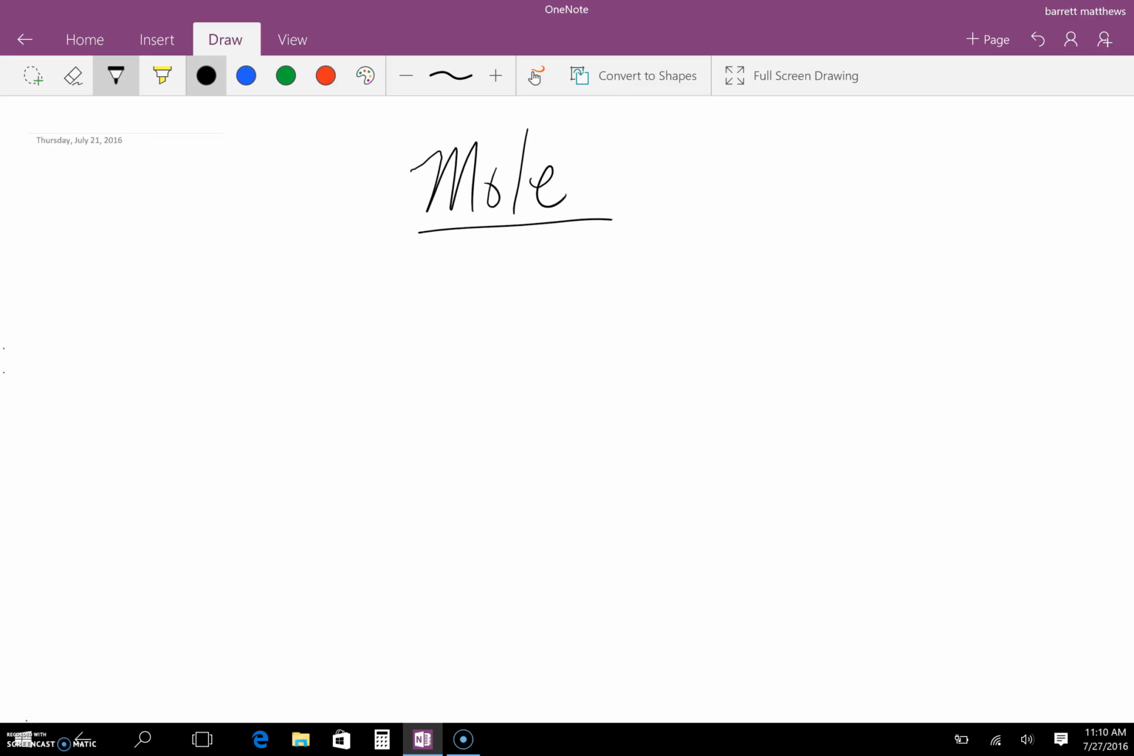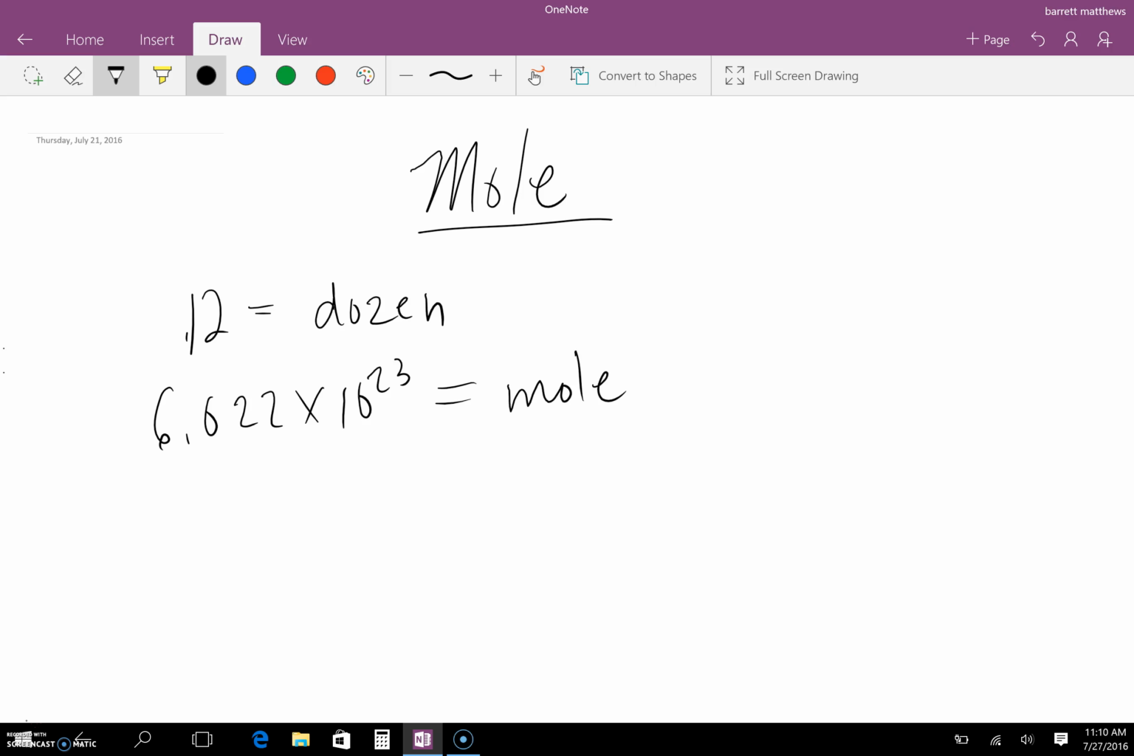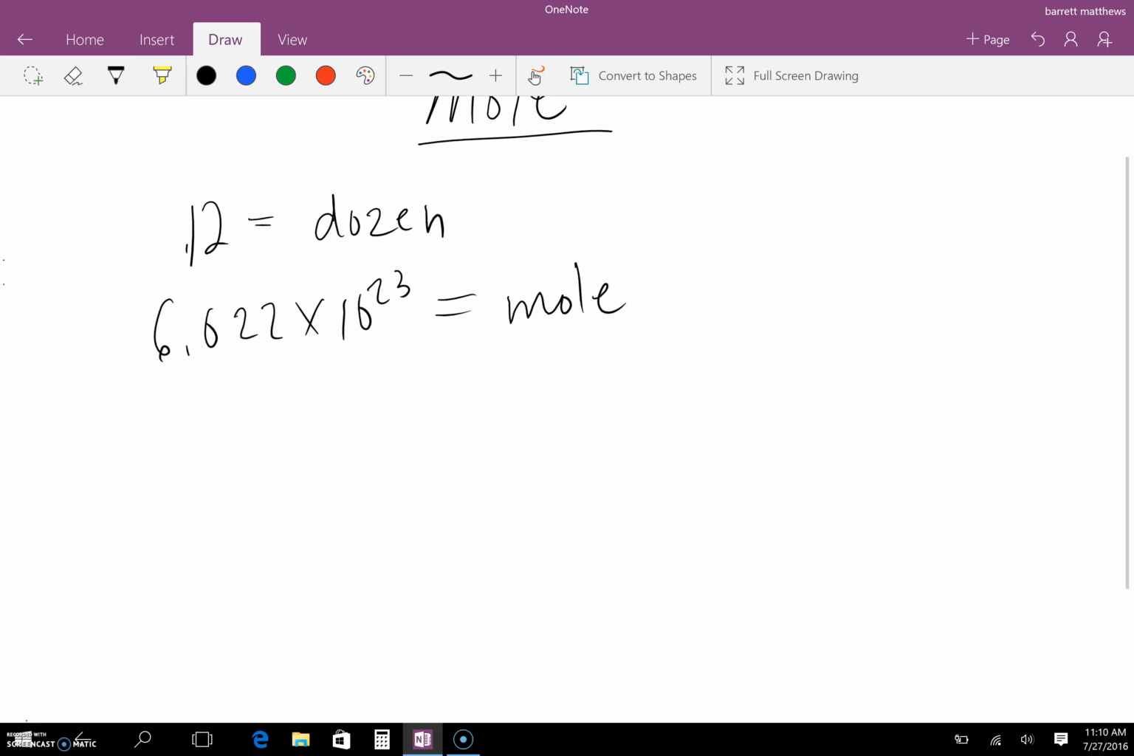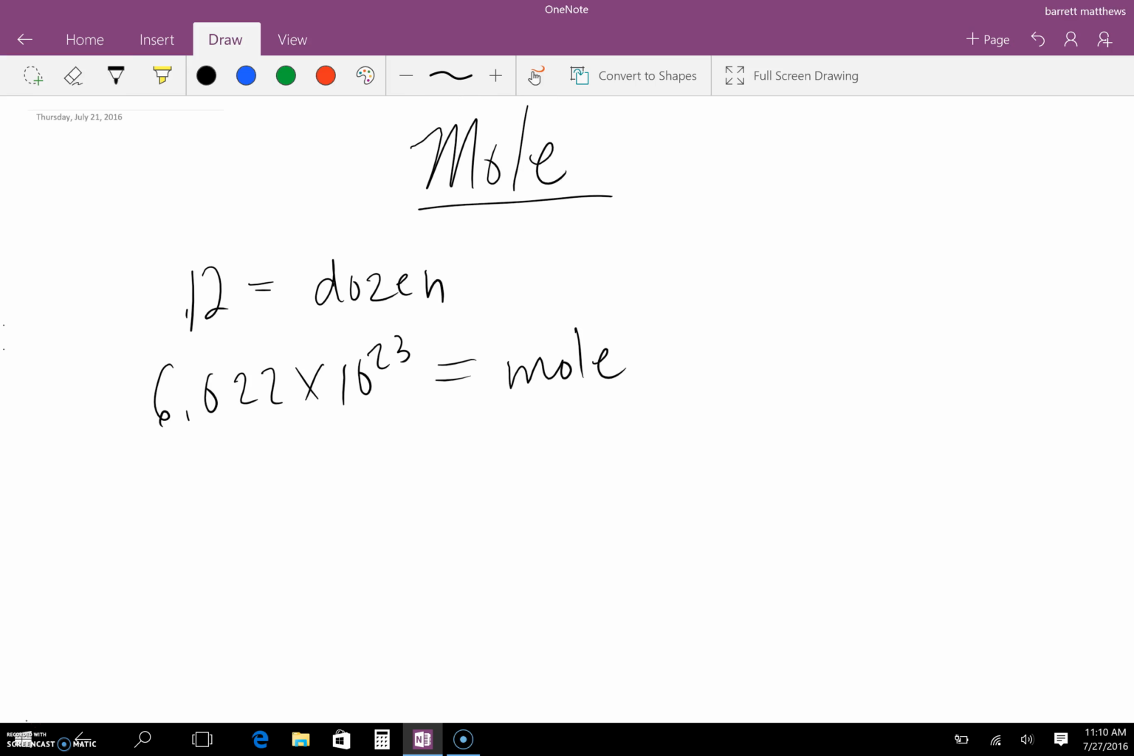Hey, welcome back. Let's take a look at the unique measurement of chemistry called the mole. The mole is just like any other unit. It means a number. So you may say 12 equals a dozen, but in this case, I'm going to say 6.022 times 10 to the 23rd equals a mole. So as 12 is a dozen, 6.022 times 10 to the 23rd of anything is a mole of that thing.